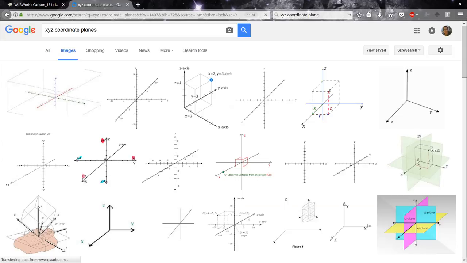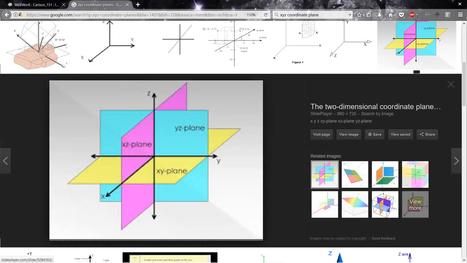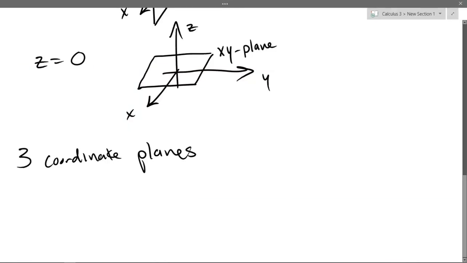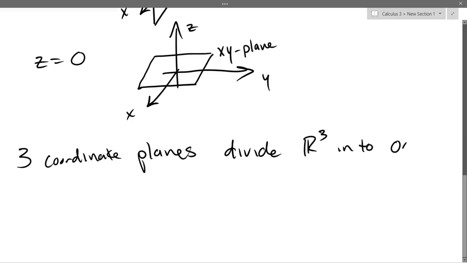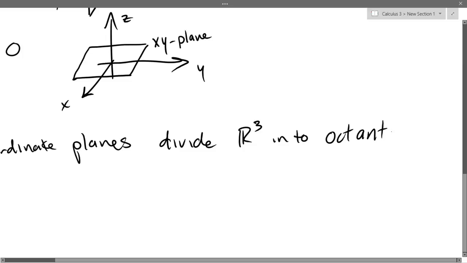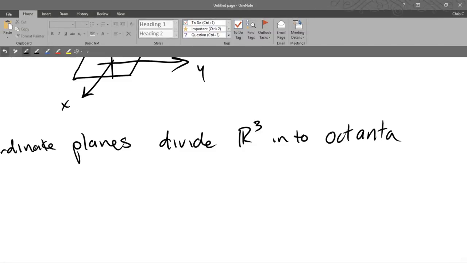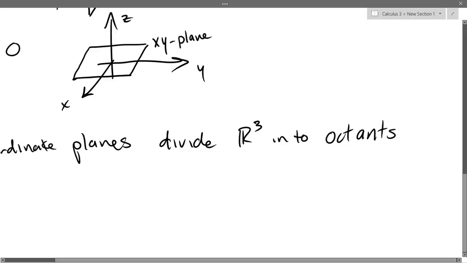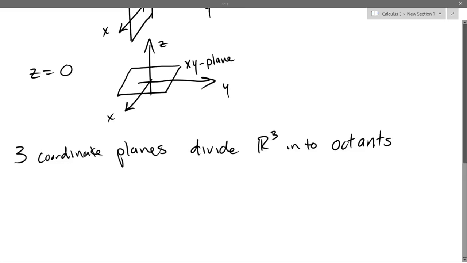Oh, there's one. Here we go. That's what I was trying to draw. All right, do you believe that it cuts three-dimensional space into eight sections now? I don't want to call them quadrants, but they're actually octants, I think is what they'd be called. So there'll be eight of them. All right, now you believe me. So that's what I was trying to draw. Octants? Octants. Okay.